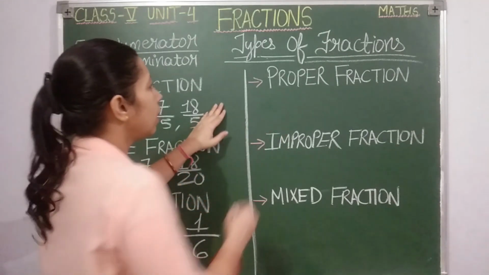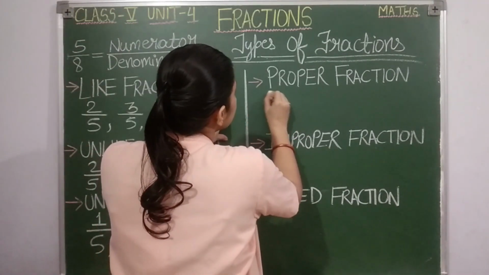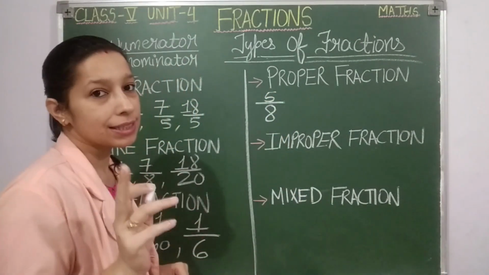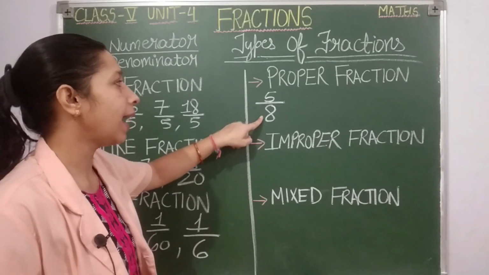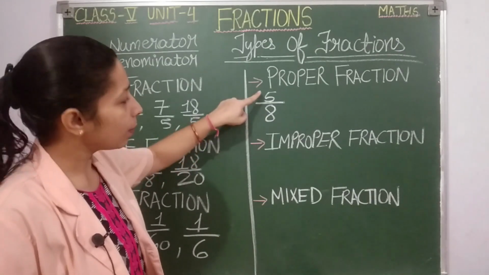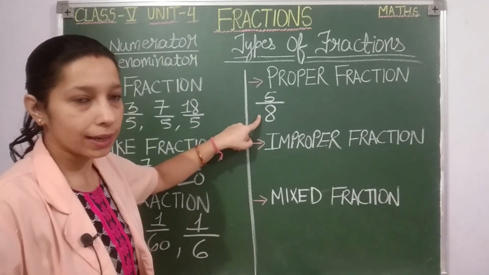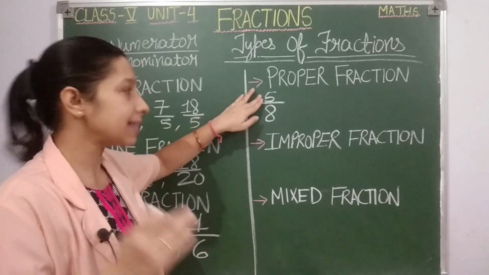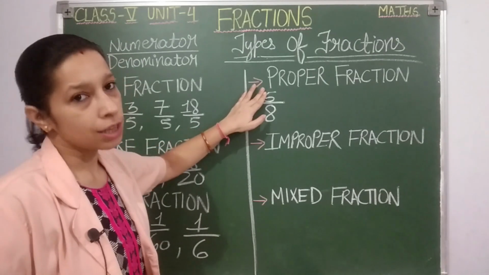Proper fraction is where the numerator is less than the denominator. Make this clear students. Here you can see 5 by 8. 5 is smaller than 8, that means here the numerator is smaller than the denominator. So such fractions where the numerator is less than the denominator are known as proper fractions.